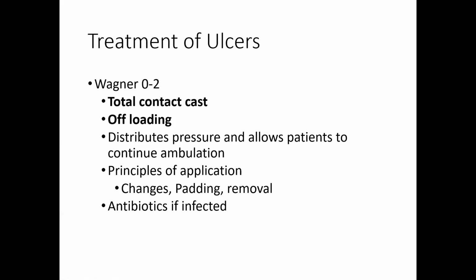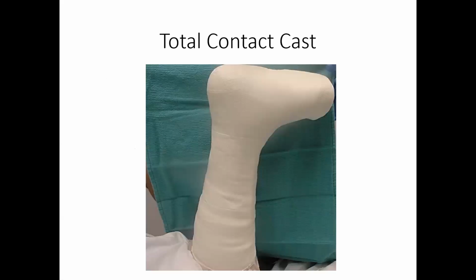Now coming to the treatment of ulcers. In case of Wagner-Meggitt class 0 to 2, that is the one which is not deep to muscle or tendon, and not causing abscess or osteomyelitis: total contact cast, offloading devices, distribute pressure, and allow the patient to continue ambulation. Principles of application include changing, padding, removal, and antibiotics if superficially infected. This is an example of a total contact cast where the whole foot has been offloaded.